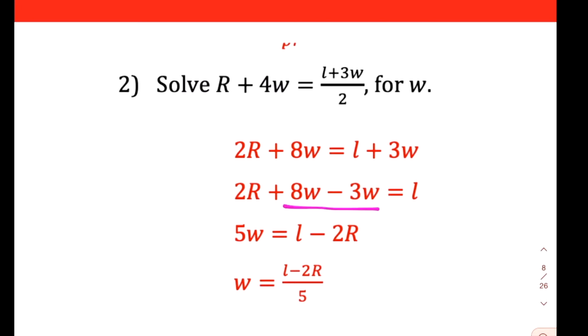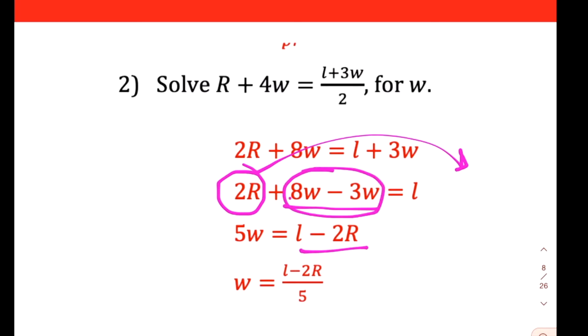And now move these 2r the way you like. Subtract from each side or just move it and change the sign. You get L minus 2r. And 8 minus 3w, 8 minus 3 is 5. You get 5w. Remember, we're looking for w. The question is to look for w. So you divide by 5 each side and you're done. That's your answer.